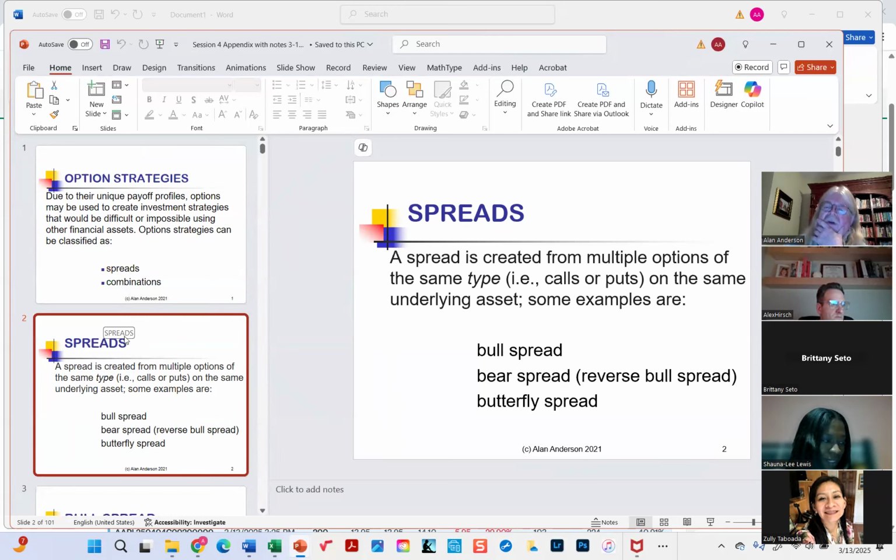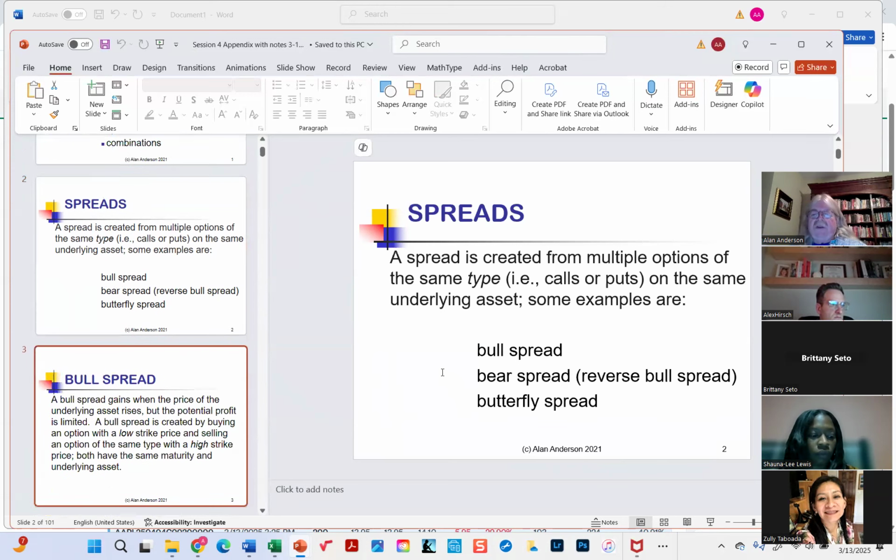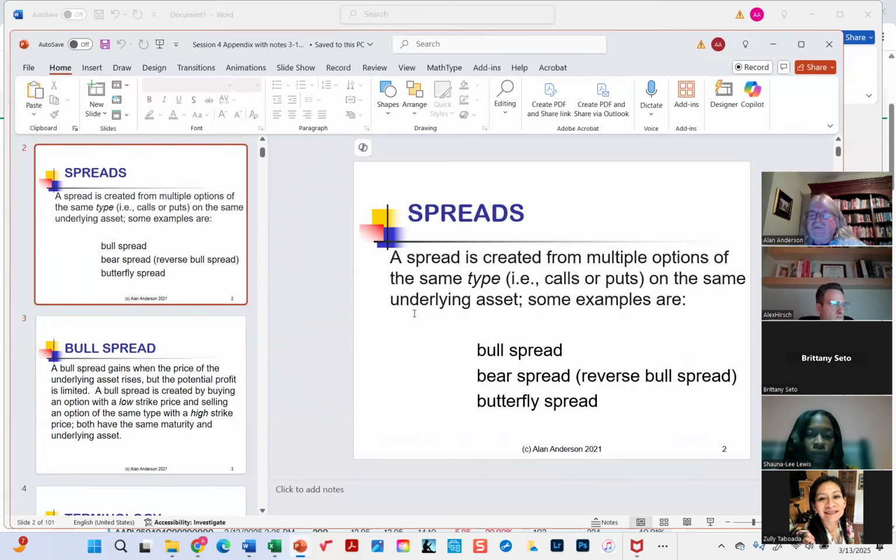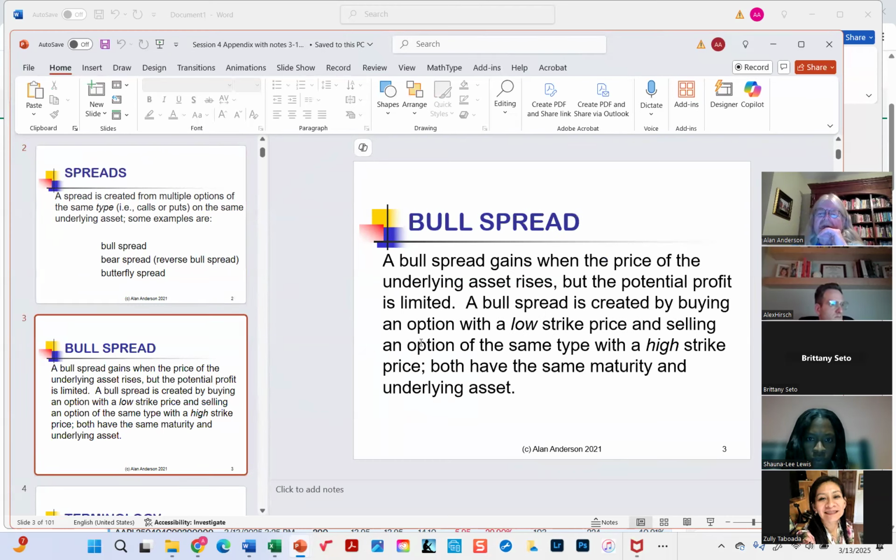That's a separate type of strategy. So here we're looking at spreads, meaning that we are going to buy or sell some combination of calls or some combination of puts. The three we want to consider are the bull spread, the bear spread, and the butterfly spread. Now, the names sometimes help us understand what we're trying to accomplish here. Sometimes they don't help us at all. But you'll see as we go along. So we'll start with the first one.